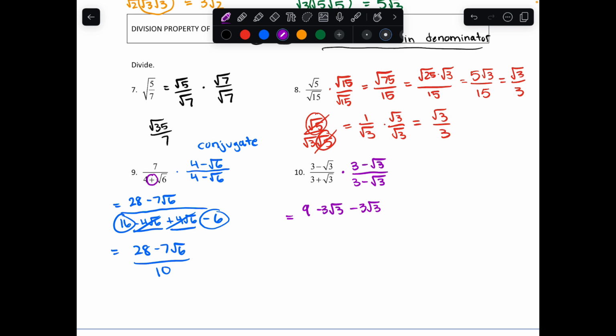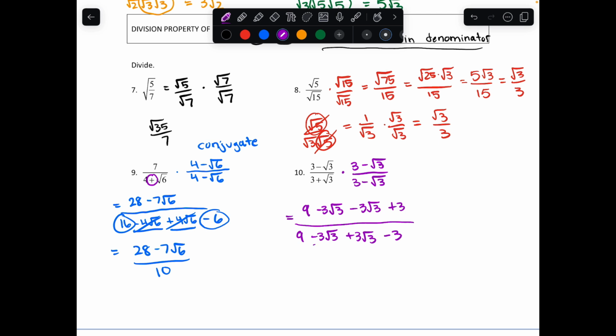And then we have negative square root 3 times negative square root 3. The negatives are going to cancel each other out. And so we have plus 3. Now let's look at our denominator. This becomes 3 times 3 is 9. And then 3 times negative square root 3, so that'll be minus 3 square root 3. Then we have square root 3 times 3, so plus 3 square root 3. And then square root 3 times negative square root 3, so minus 3.